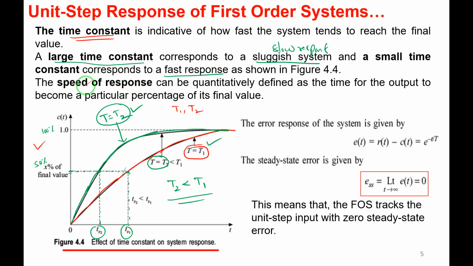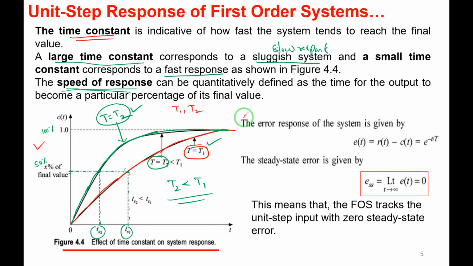Okay, fine. Next, the speed of response. What is speed of response? Just we will define this thing. It is quantitatively defined as the time for the output to become a particular percentage of its final value. I told you, in order to achieve 50% of the final value, you have taken the readings. This is the speed of response. The speed of response is good in case of the system with smaller time constant. The speed of response is very slow for the case with the larger time constant. I hope you are getting what I am telling.